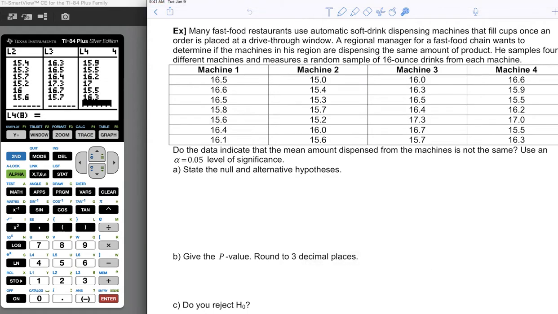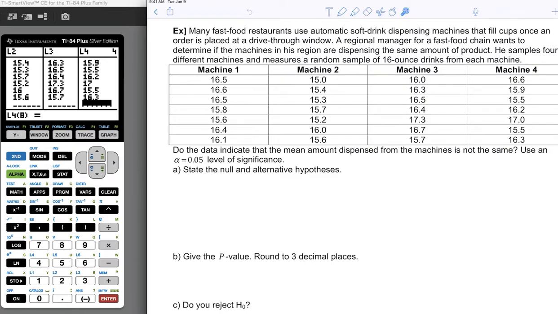We're in our very last section, which is section 13.1. Many fast food restaurants use automatic soft drink dispensing machines that fill cups once an order is placed at a drive-thru window. A regional manager for a fast food chain wants to determine if the machines in his region are dispensing the same amount of product.